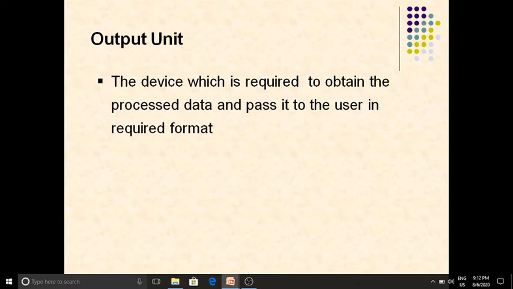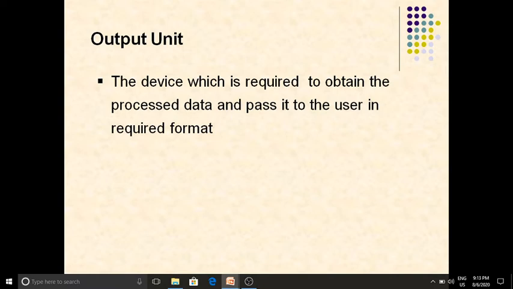What are the output units in a computer system? It is nothing but a monitor, that is display, video, visual display unit. You have seen in yesterday's class, VDU, and a printer is also an output unit where you get a hard copy on paper. When the output is put on paper, it is a hard copy, and when you see it on the monitor, it is a soft copy.